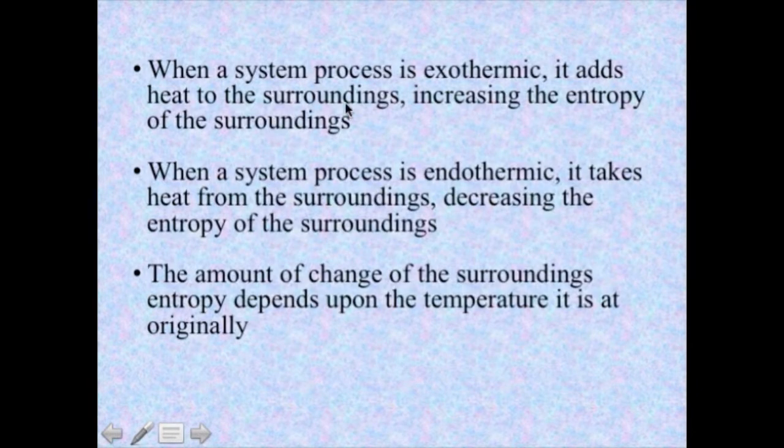When a system process is exothermic, it adds heat to the surroundings, increasing the entropy of the surroundings. And when a system process is endothermic, it takes heat from the surroundings, decreasing the entropy of the surroundings. The amount of change of the surroundings entropy depends upon the temperature it is at originally.